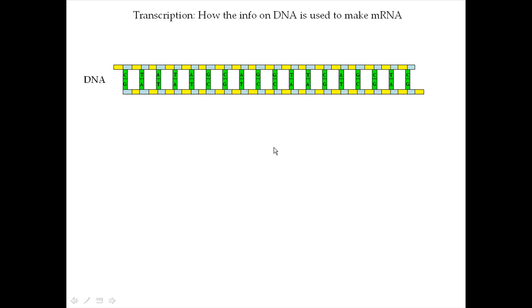And so if you remember what has to happen first in order to read the information on this DNA, well, the information is locked up in the middle here in these nitrogenous bases. So in order to get to that information and read it, the two strands have to become separated from one another.